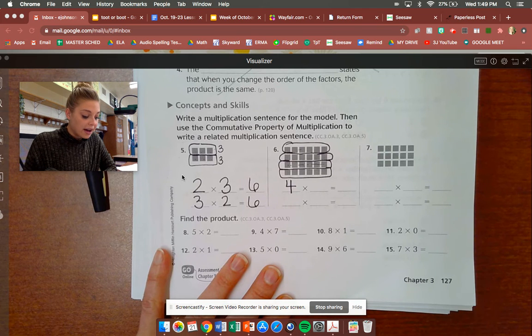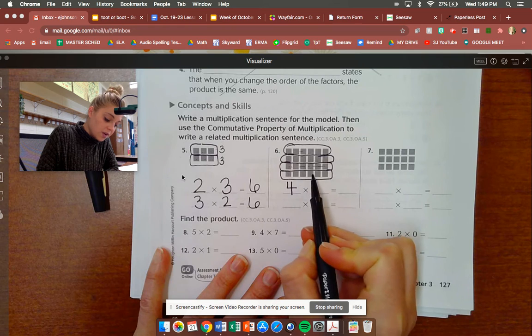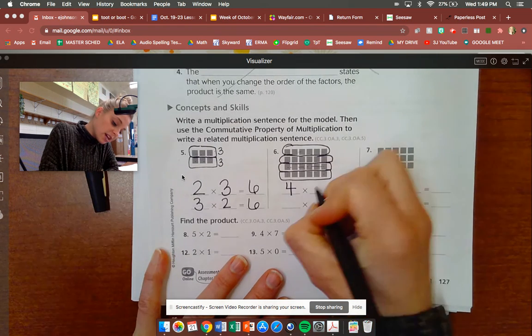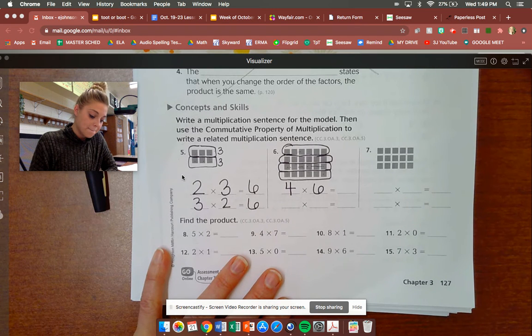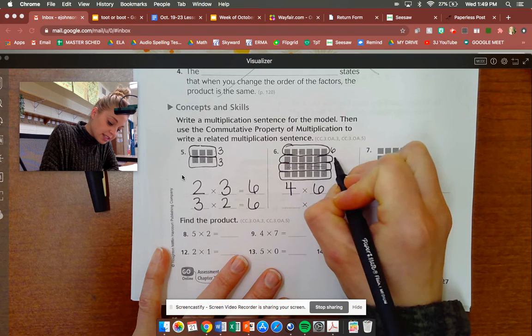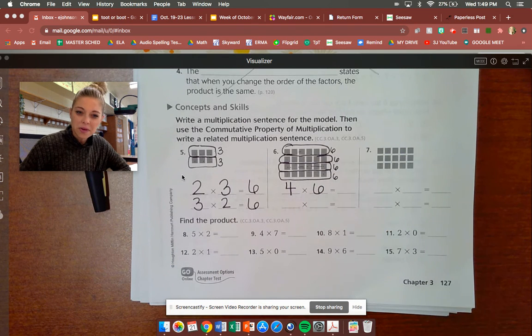4 groups of, how many are in each group? 1, 2, 3, 4, 5, 6. There's 6 squares in each group, so 4 times 6. So what would that be? How many tiles in all? For this, we would do our repeated addition. We would do 6 plus 6 plus 6 plus 6, and you can also skip count by 6. So I want you to figure out how many tiles there would be in all, and then resume the video.